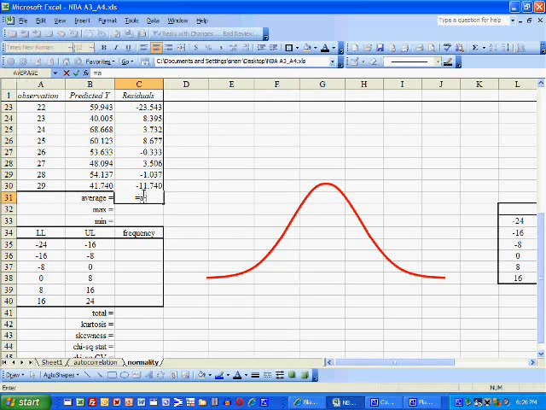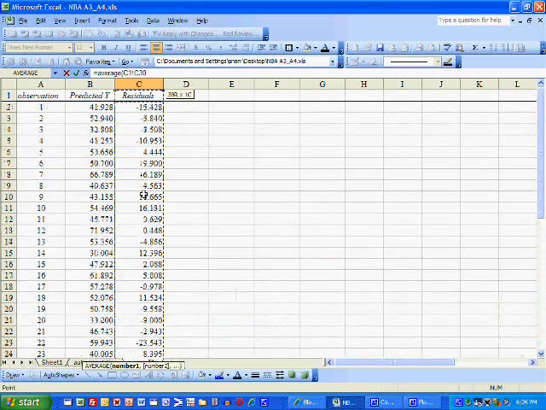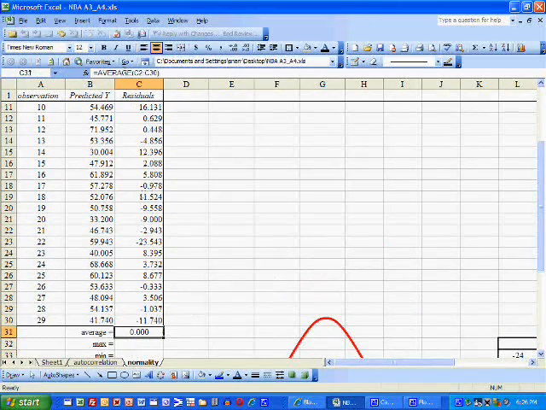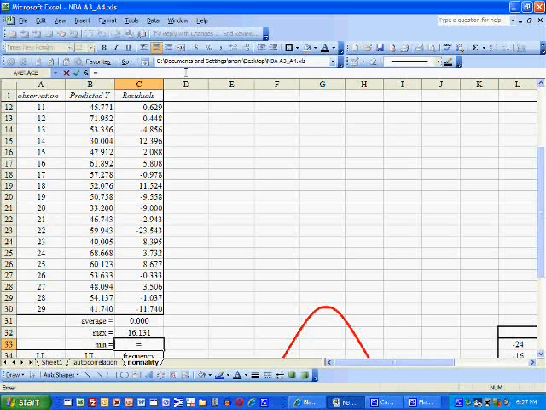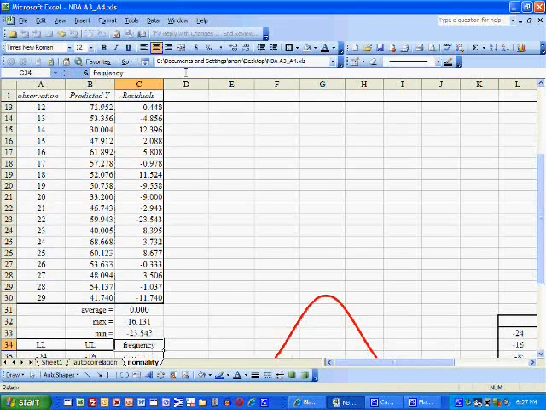That involves calculating the average, equal average, parentheses C2 to C30. The maximum, which is found by typing equal max, parentheses C2 to C30. The minimum, which is found by typing equal min, parentheses C2 to C30. Our maximum value is 16.131. Our minimum residual is negative 23.4543.